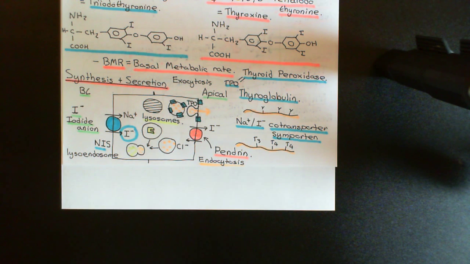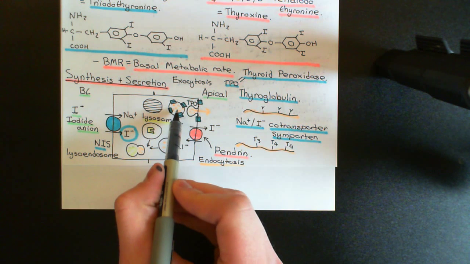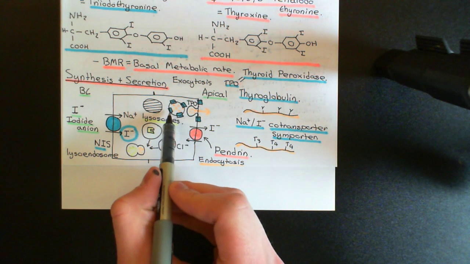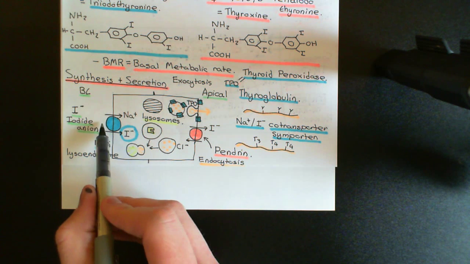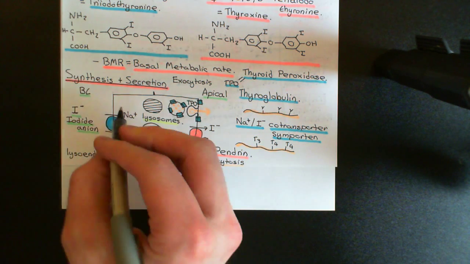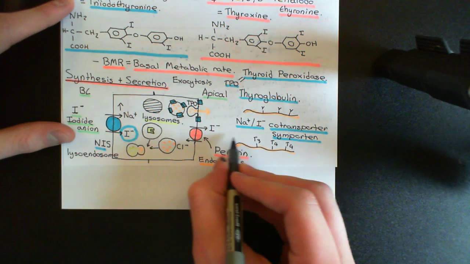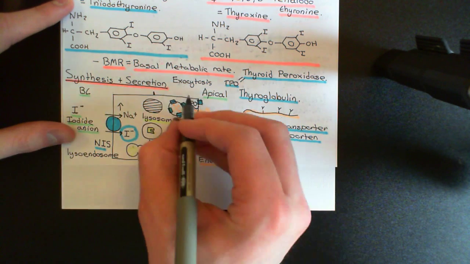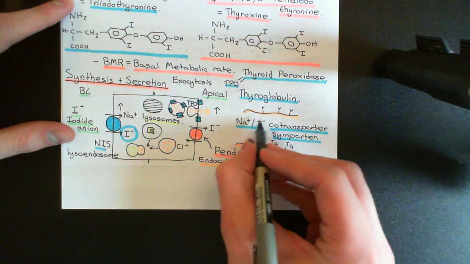Well, all parts of it. So it is going to activate the synthesis of thyroglobulin, it's going to activate the synthesis of thyroid peroxidase, it's going to activate the synthesis of sodium iodide cotransporters here. Okay, so this process is going to go up. The transport of iodide into the lumen of the thyroid follicle, the production of thyroglobulin is going to go up.